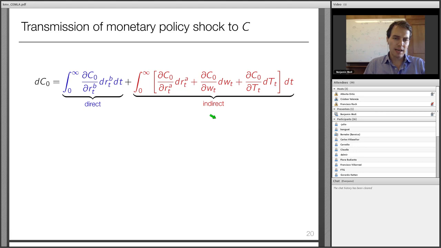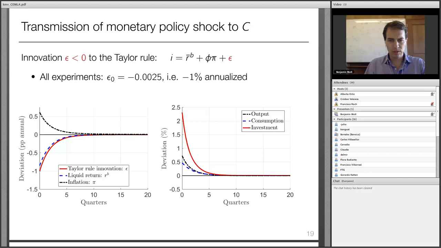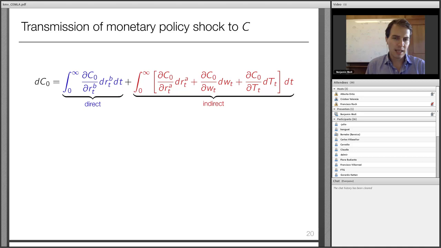Okay. So now comes the first main result, which is this decomposition. What we're gonna do is go to the previous slide, and focus on the blue line for consumption. We're going to forget about output and investment. We're just focused on the blue line, and we're going to think about where this transmission comes from. Okay, so here's how this is going to work, and this is the first key result: this decomposition into direct and indirect effects.